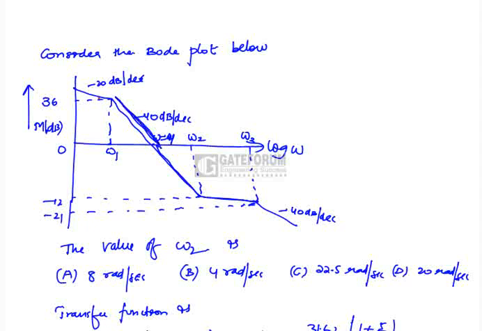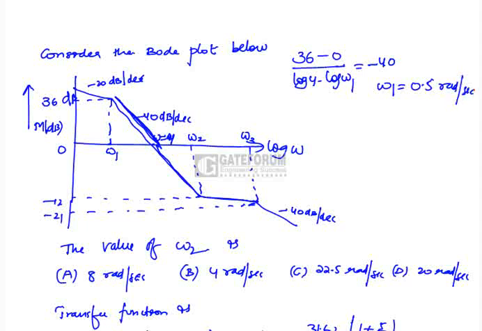At omega 1 we have magnitude of 36 dB. Okay, this is 36 dB. At omega equal to 4 we have magnitude as 0. Now what is the slope here? 36 minus 0, that is y2 minus y1, by the x-axis in terms of log, so log 4 minus log omega 1, which is equal to minus 40 dB per decade. Now from this, if you substitute these values, we will get omega 1 as 0.5 radians per second.